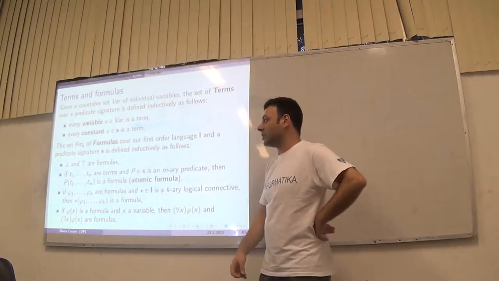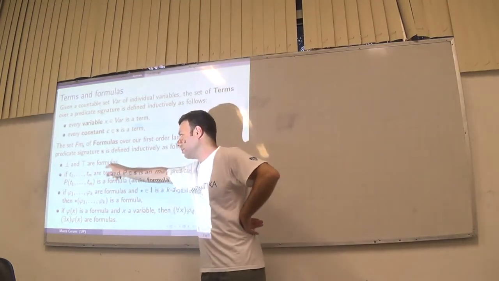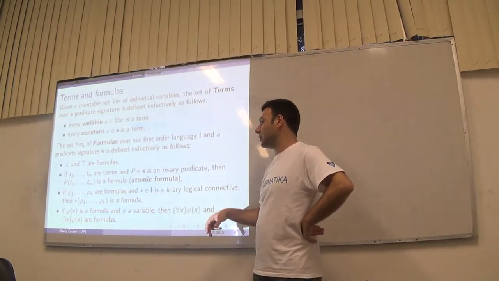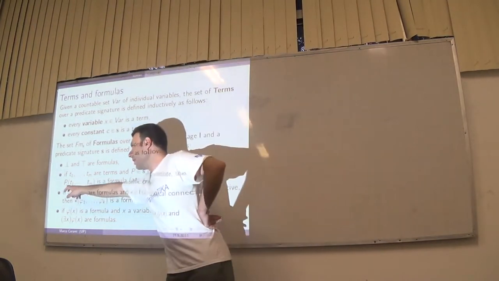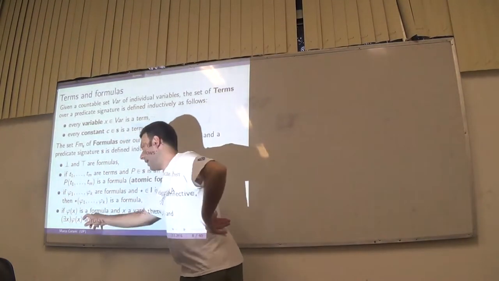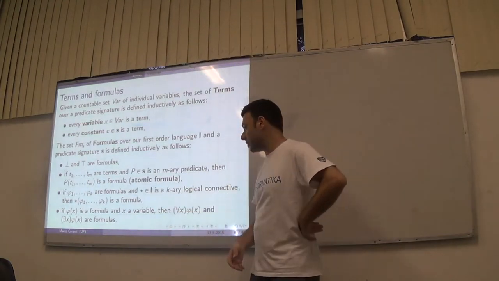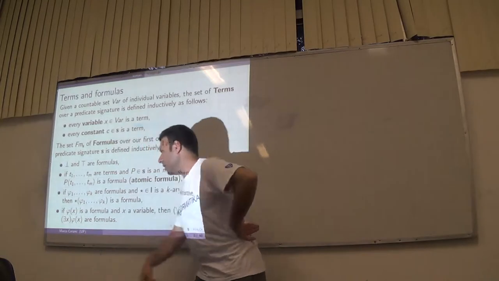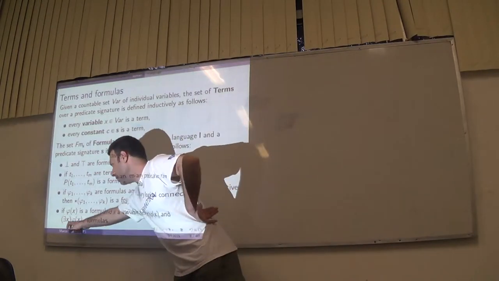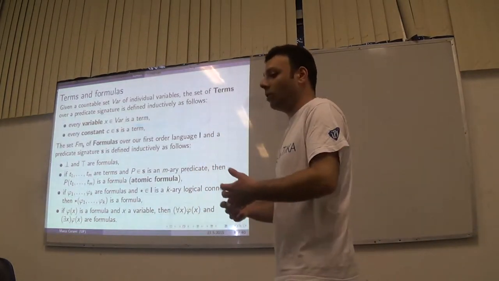Bottom and top are formulas. In this case, we are not considering truth constants, although sometimes they can be considered. The only constants are bottom and top. Then, if t1 to tm are terms, that is, either variables or constants, and t is a predicate, then this is an atomic formula. If we have formulas, then the conjunction, implication, etc. of these formulas is also a formula. And if phi of x is a formula and x is a variable, then the quantifications of x, both quantifiers, are also formulas. In this way, we have built intuitively the set of formulas.